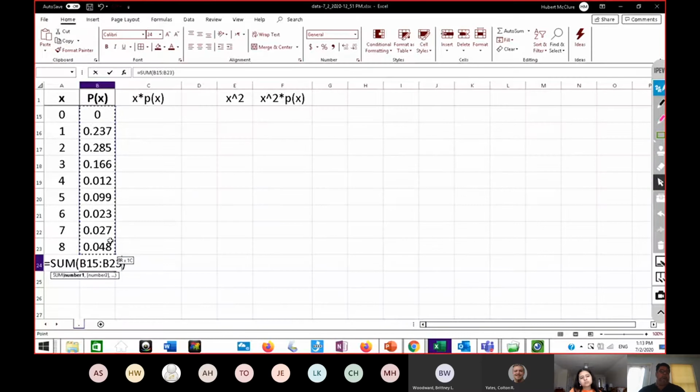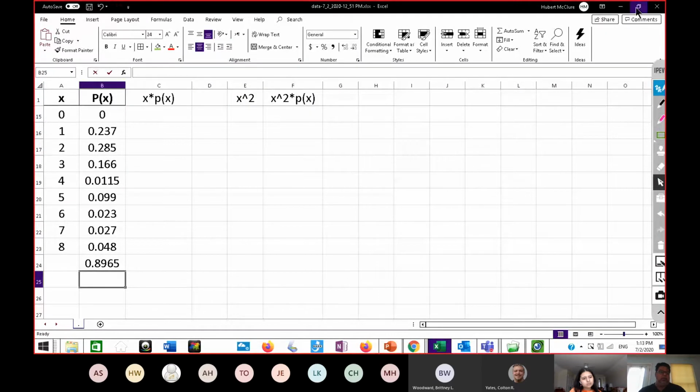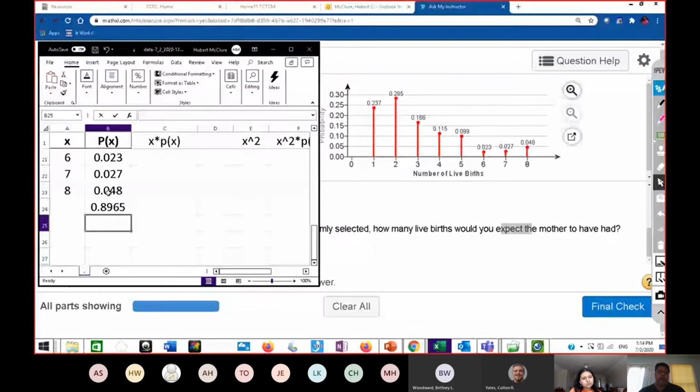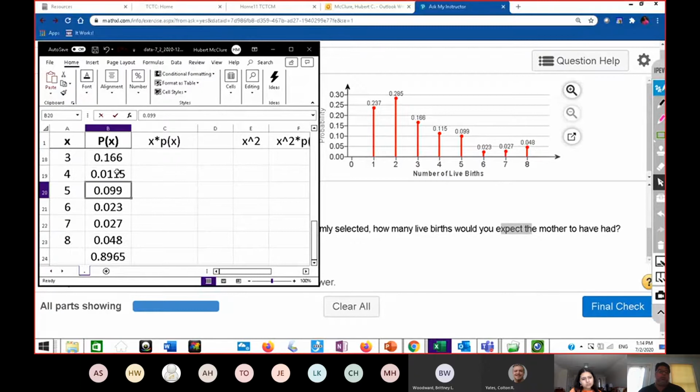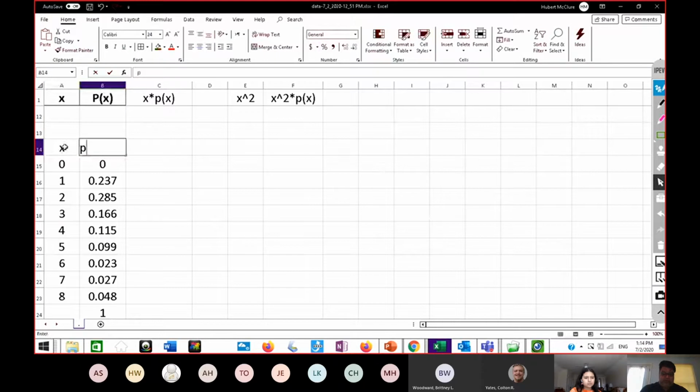Doesn't look right to me. Let's check, make sure I didn't type something in wrong. Hold on. 0.048. Yeah, that's okay. 0.048, 0.027, 0.023, 0.099. There it is. 0.115. There we go. All right, so we've got X, and we've got what? P of X.